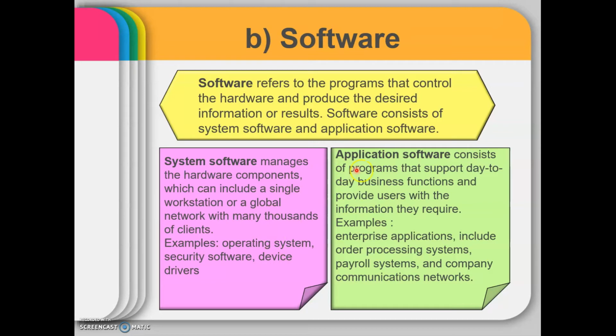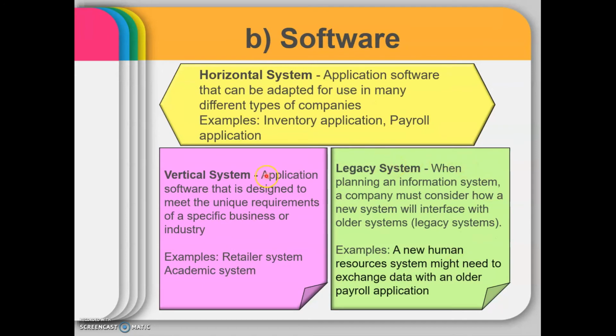Application software consists of programs that support day-to-day business functions and provide users with the information they require. For example, enterprise applications include order processing systems, payroll systems, and company communications and networks. Other examples are horizontal systems, vertical systems, and also legacy systems.